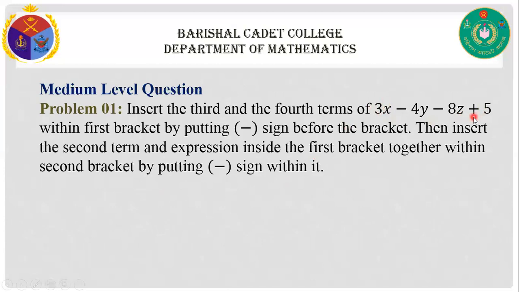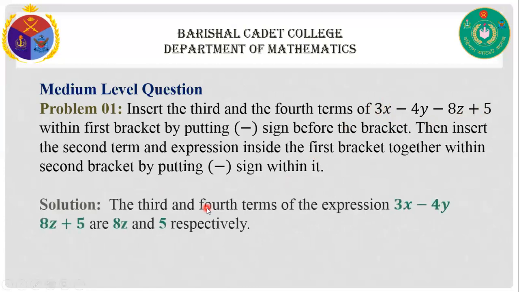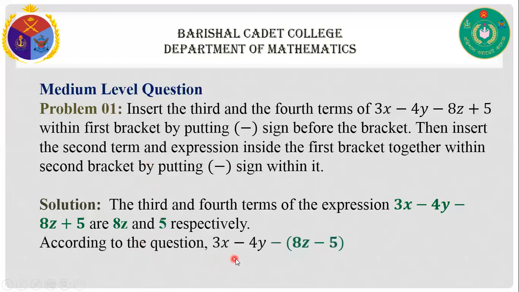We have to introduce bracket. So now solution, the third and fourth terms of the expression are 8z and 5 respectively. So we have to put minus sign before these two terms and use a first bracket. So according to the question, we can write 3x minus 4y. This part remains same, and minus sign, because we have to put minus sign before the first bracket. So minus sign, 8z minus 5.